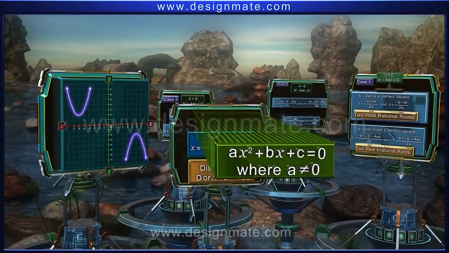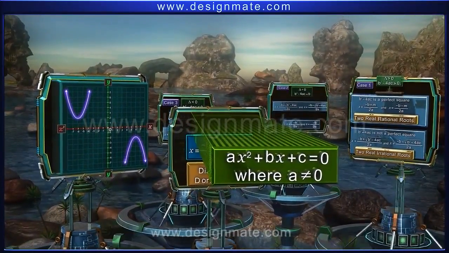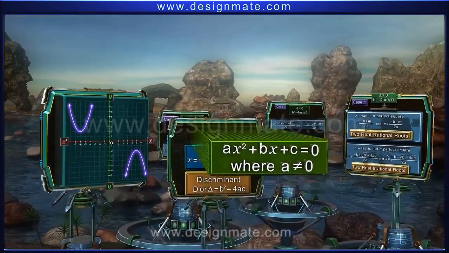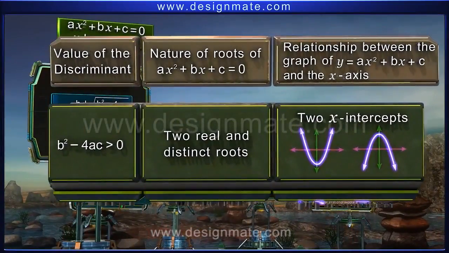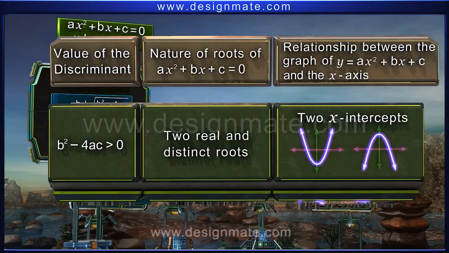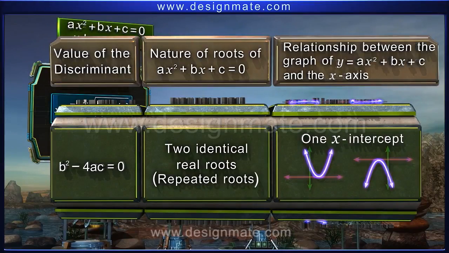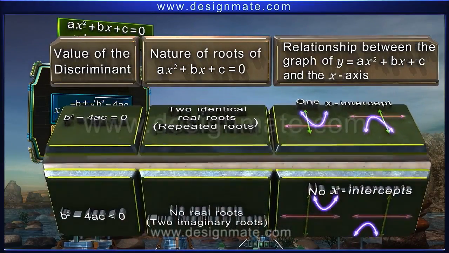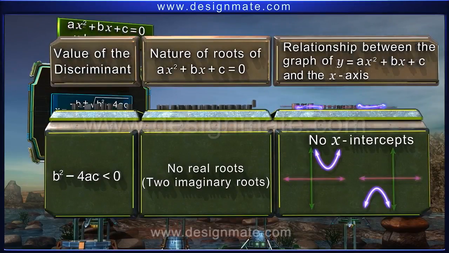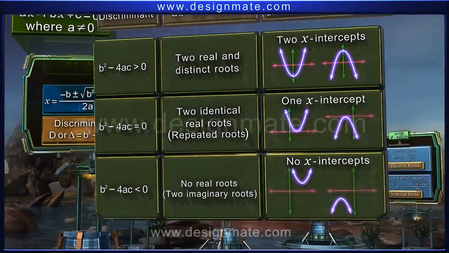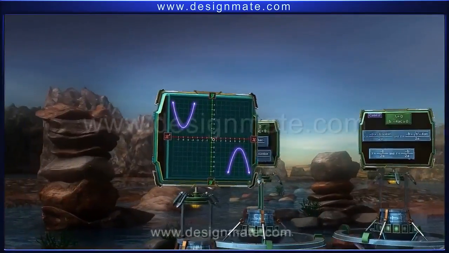Here is the table for a quadratic equation ax squared plus bx plus c equals 0, where a is not equal to 0. When discriminant is greater than 0, we get two real and distinct roots, also called solutions. When discriminant equals 0, we get two identical real roots. When discriminant is less than 0, there are no real roots. We get two imaginary roots. Let us consider a few illustrations.